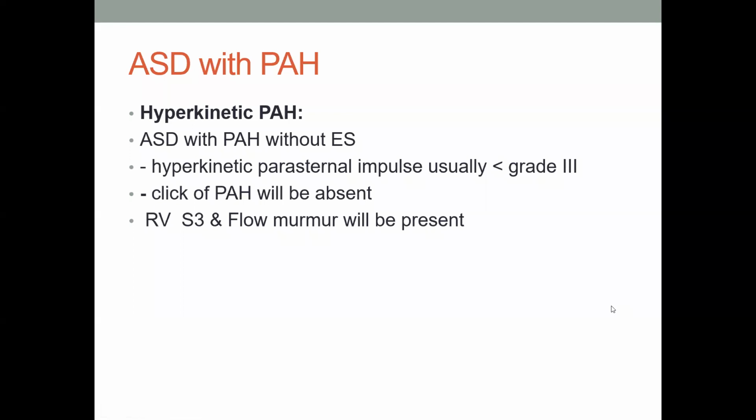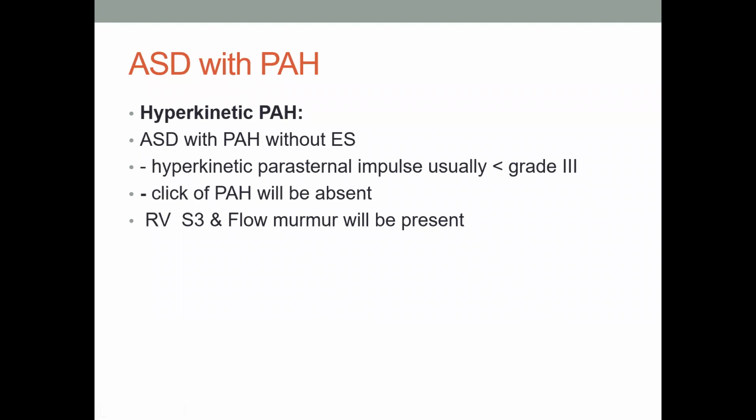Yes, sir. Okay, so let's go with ASD with PAH. That means now there is ASD, so you will have RV apex, you will have wide fixed S2, and you will also have an ejection murmur. Now there is PAH. Now two types of PAH are possible.